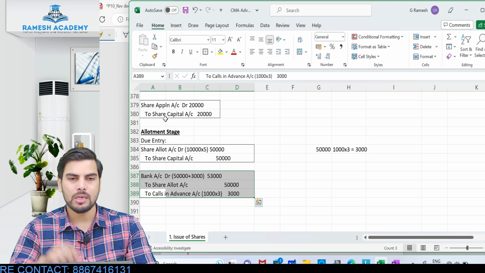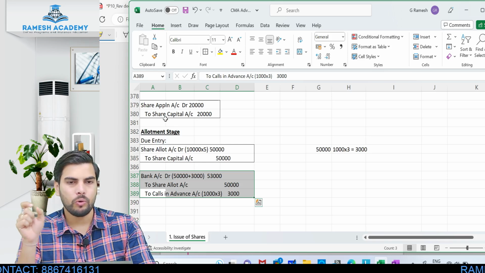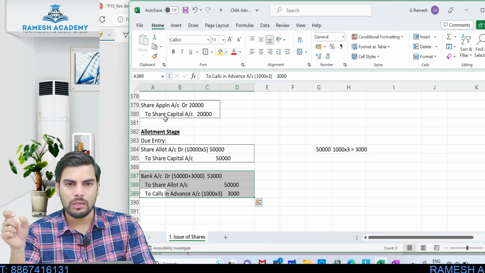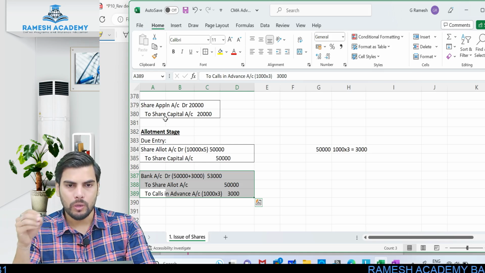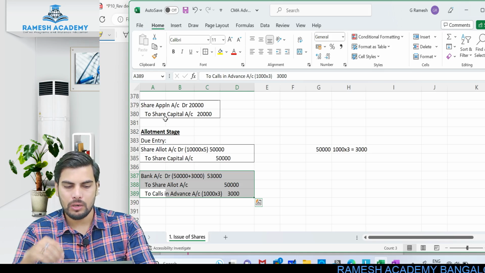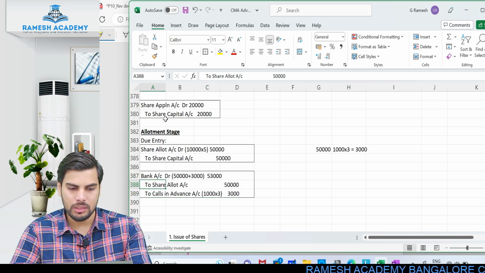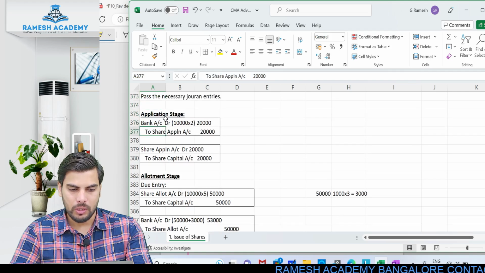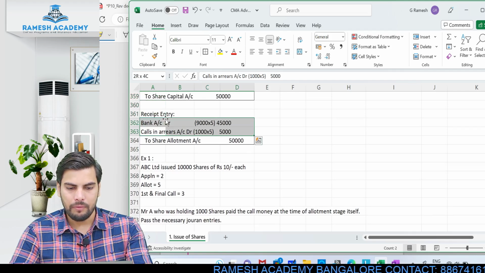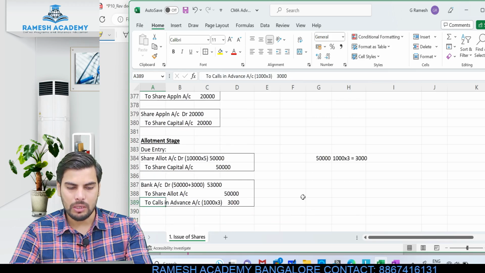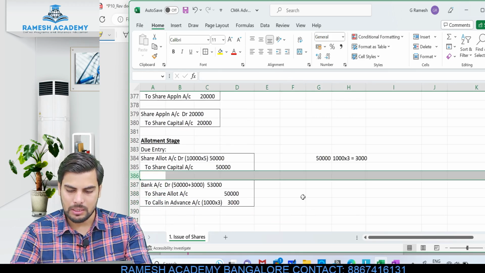Calls in arrears, always remember it is an asset, therefore we'll be debiting it. Calls in advance, it is liability, therefore we'll be crediting it. When are we supposed to give effect for this calls in arrears and calls in advance? While passing the receipt entry. Even for calls in arrears, when did I give effect? While passing the receipt entry. Same way for calls in advance, when did I give effect? While passing the receipt entry again.